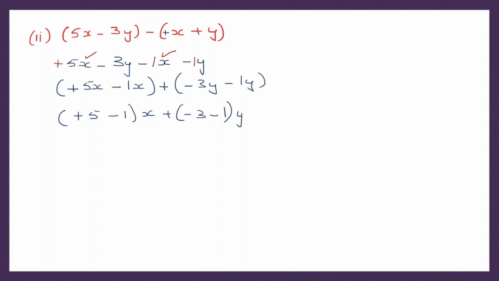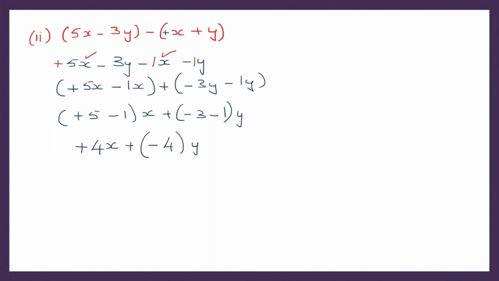Okay. Now when signs are different, put the sign of the bigger number. So here we have plus 5 and minus 1, signs are different. Let's put the sign of the bigger number plus and subtract. 5 minus 1 is 4. So plus 4x. Now on the other side, we have minus 3 and minus 1. So let's put this first. So when signs are the same, put the same sign and add. 3 plus 1 is 4y.